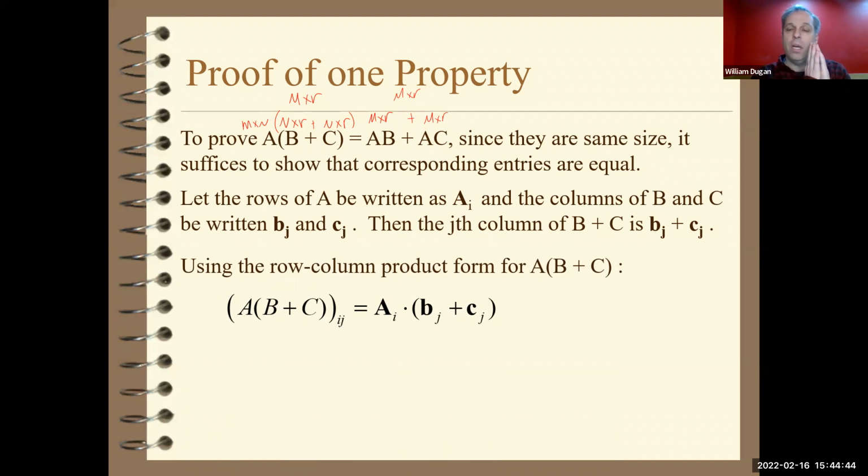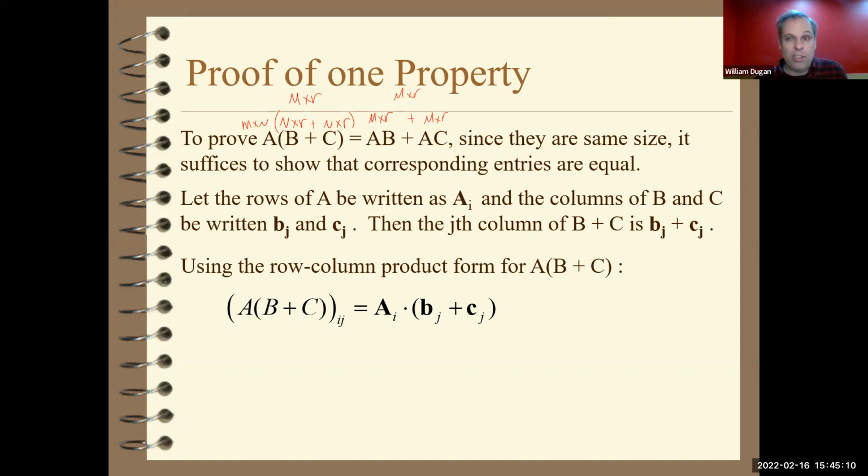So I take the ith row of A, that's capital A sub i, and I take the jth column of B plus C, that's B sub j plus C sub j. I think of them as vectors, and I just take the dot product. That's it. That will then be the ith jth entry of that product. But now it's a dot product. Because of that, we have all these cool things about dot products.